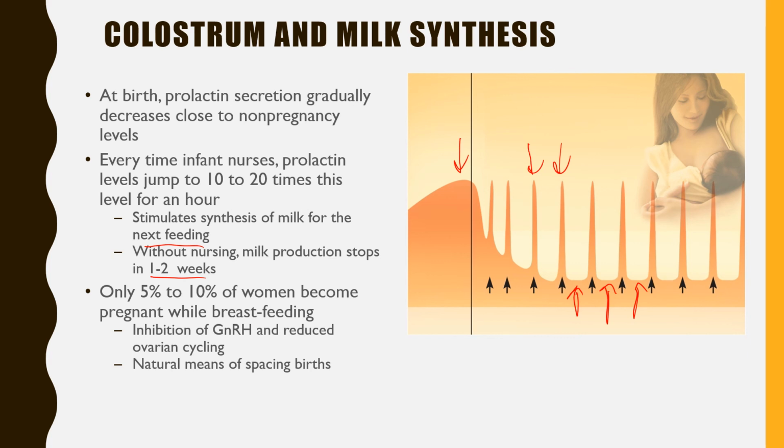Only 5 to 10% of women become pregnant while breastfeeding. So it serves what figures to be an evolutionary process, in that it helps to prevent getting pregnant while breastfeeding. The reason is that these high levels of prolactin inhibit gonadotropin releasing hormone, which reduces FSH and LH that stimulate the ovarian cycles and so on. And so this is shown to be a natural means of spacing out births. As long as they continue to breastfeed, that lowers their risk for a pregnancy. And you can see these spiking patterns on the graph.